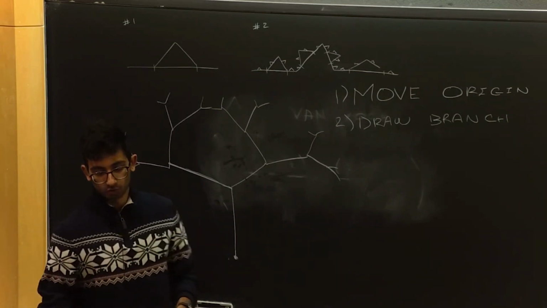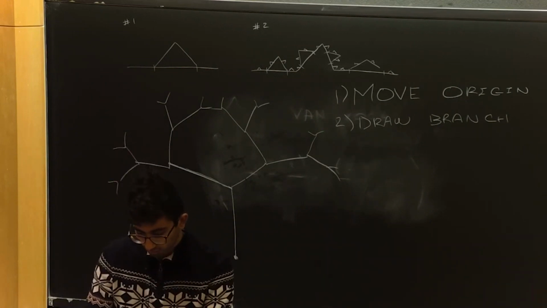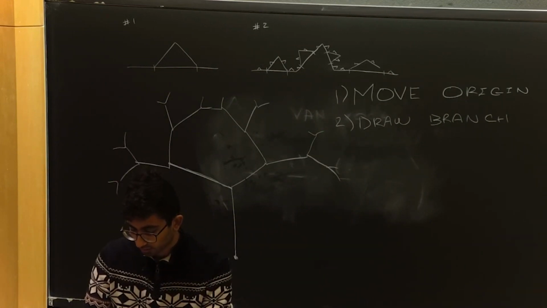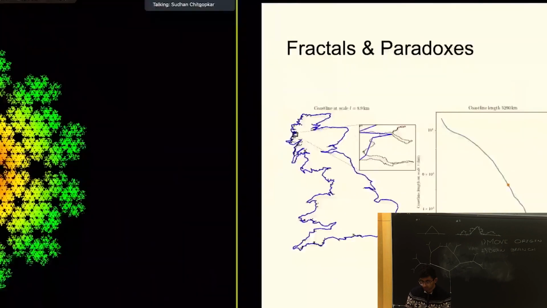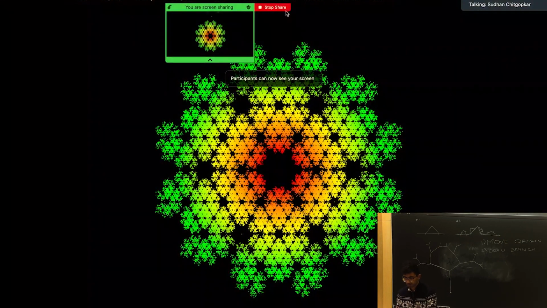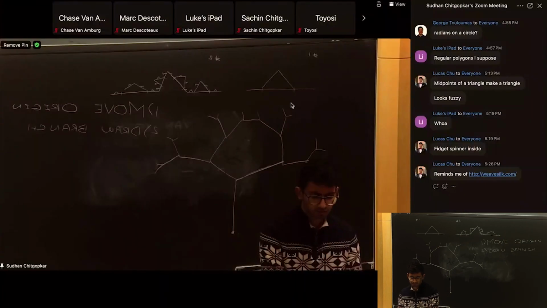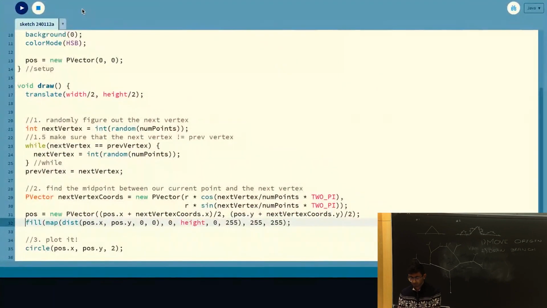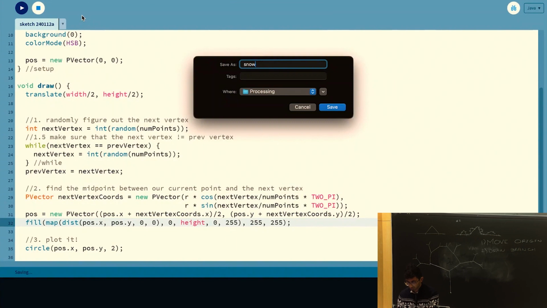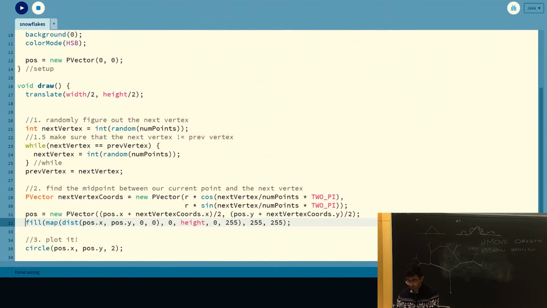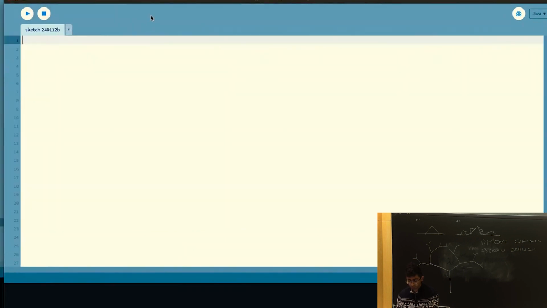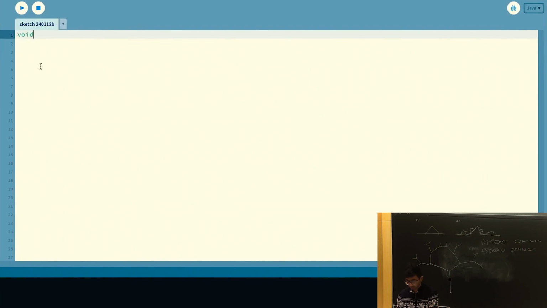All right, cool. Let's go ahead and start coding. Looks like we have a couple of minutes. This is very, very short code. It should be maybe 15 lines of code. So as long as the concept is somewhat clear, I think we should be good. So we'll go ahead and save this. This will be called snowflakes. Let's go ahead and create a new Processing window. Our usual void setup.